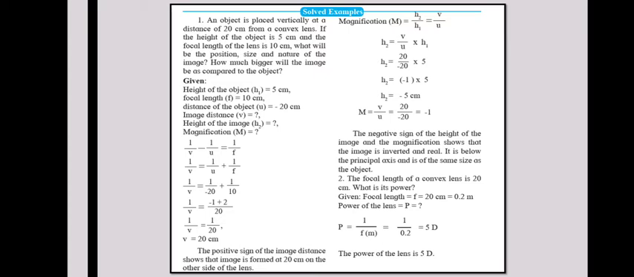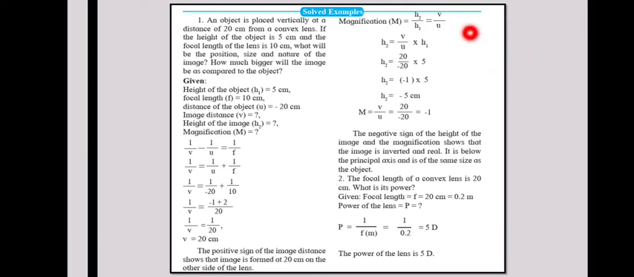The positive sign of the image distance, the v is in positive, right? Because it is positive, it shows that the image is formed at 20 centimeter on the other side of the lens, because it is not forming on the left side. If it would have been on the left, then its value would be negative. Since it is positive, it is on the other side of the lens. That is the first thing you got, right?